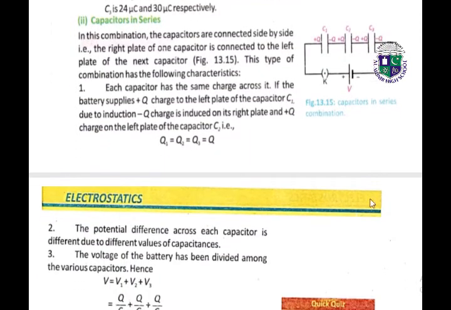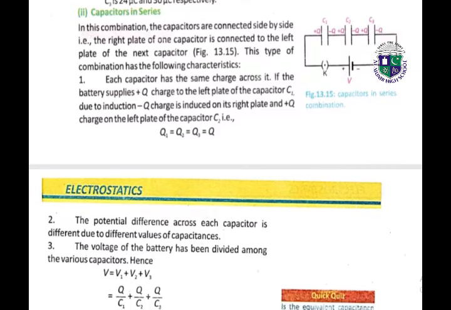Number 2, capacitors in series. So here we have the figure of capacitors in series. In this combination the capacitors are connected side by side. Look at this figure. Yes, here the capacitors are connected side by side. The right plate of one capacitor is connected to the left plate of the next capacitor, and this type of combination has the following characteristics, and is called capacitors in series.